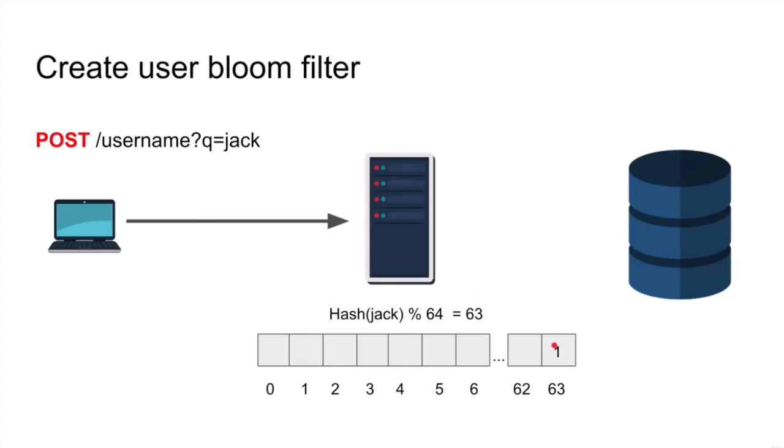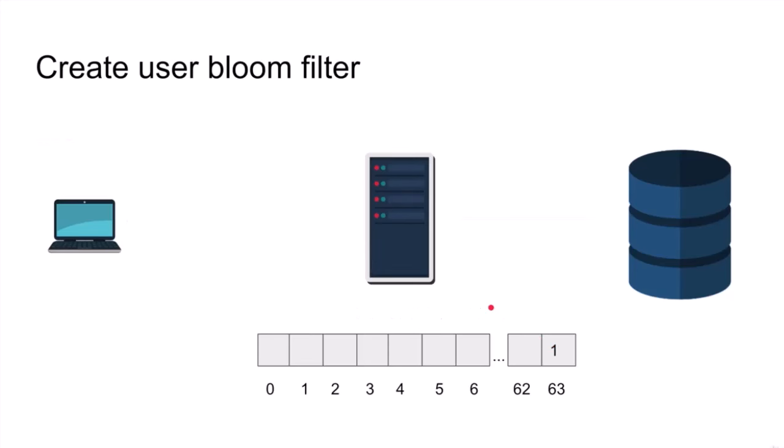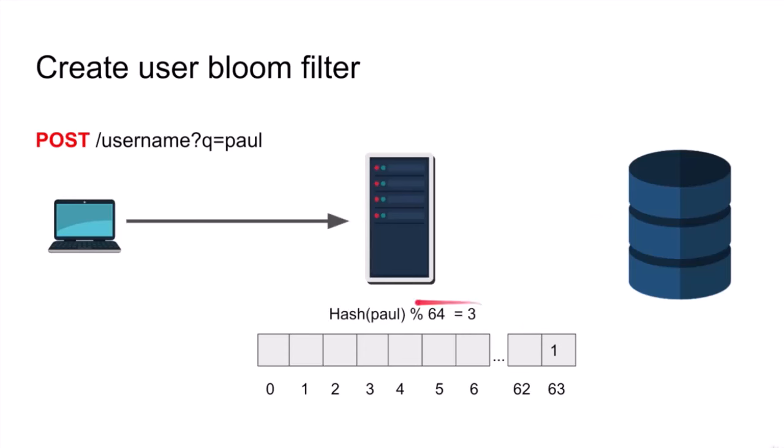Nice, isn't it? And then you obviously write it to the database. So see, this is how we start building this in-memory representation of the bloom filter, right? And then let's try poll. I'm going to create a user poll. Post poll, right? Mod 64, what do we get? Oh, bit 3. Let's set bit number 3.